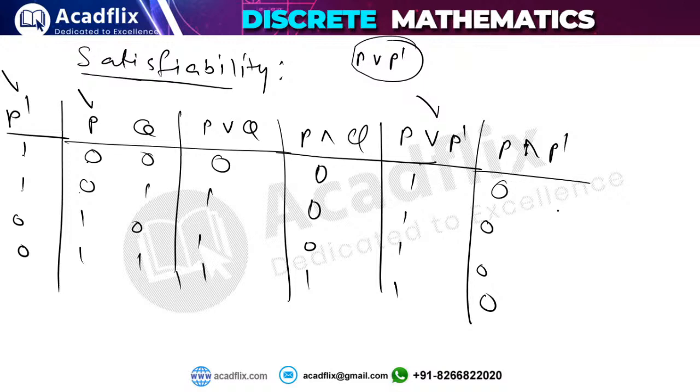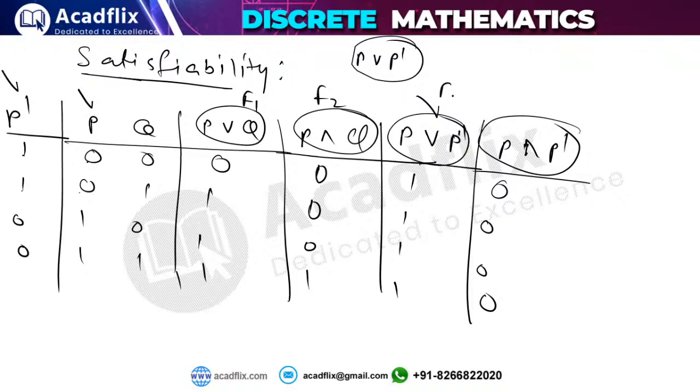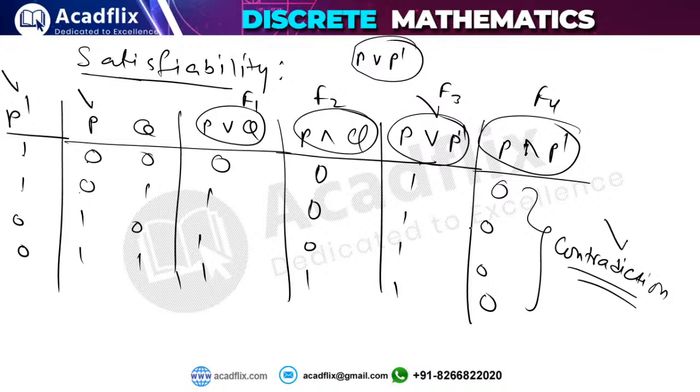You can notice a few things. What are the things you should notice? Let's call these formulas F1, F2, F3, F4. If you see formula F4, then this is always 0. This formula F4 is known as a contradiction. This is the word that we will use. A formula which is always 0 will be called a contradiction.